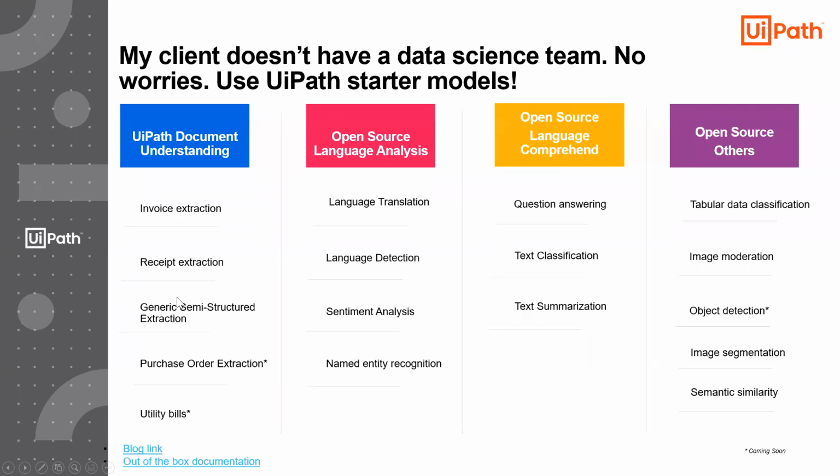And this one will basically allow you to train on any kind of semi-structured document. So you have a specific kind of document that you want to train a model on, but you don't necessarily have a lot of resources in machine learning, but you still want to do it. You would use this generic semi-structured extraction. You just need to label the data, and then we'll train a new model, and it will be available very easily for your process automation.